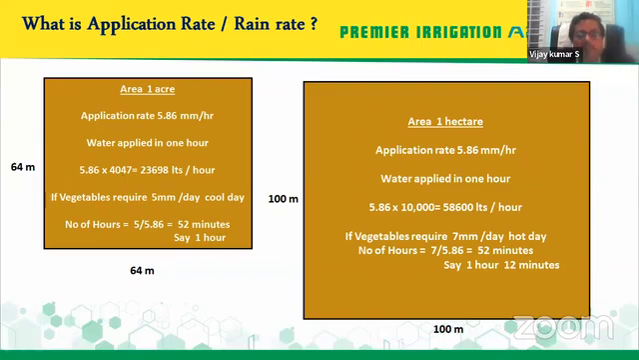Now, if the plot is going to have a vegetable and you want to finish the irrigation, here what will happen? If I divide the millimeter by the total application rate, I'm going to get the number of hours. So it is coming to around 52 minutes. So I have to almost operate it for 1 hour. With the same application rate, this is a 1 hectare plot, but it is a very hot day. So if I look at the number of hours that I need to irrigate, it will be 7 divided by 5.86, so roughly around 1 hour and 12 minutes. So that is the thing over here.